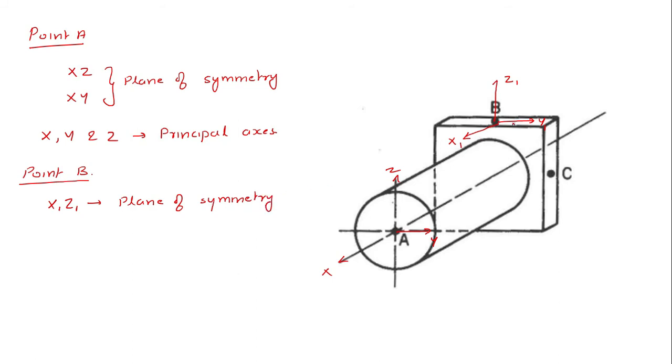The corresponding axis that is normal to that plane of symmetry is y1. The y1 axis is perpendicular to the plane of symmetry. So my product of inertia I x1 y1 will be equal to 0 and I z1 y1 will be equal to 0. So in this case y1 will be the principal axis.